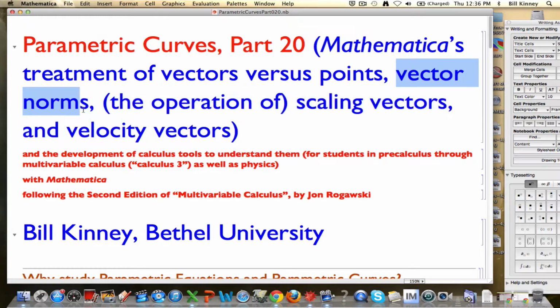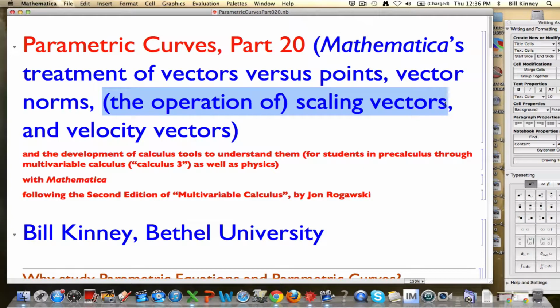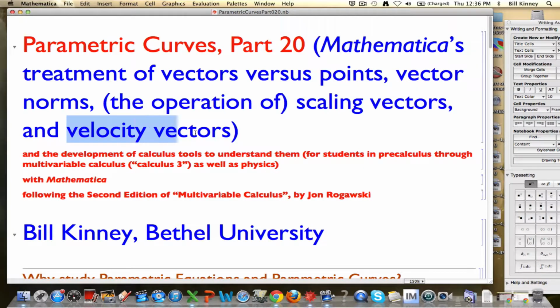The association can also be made in other contexts like velocity vectors, but it's a little bit more complicated. I'm also going to talk about vector norms in this video, which basically gives you the length of a vector, the operation of scaling a vector, and then get back to our main application of velocity vectors.